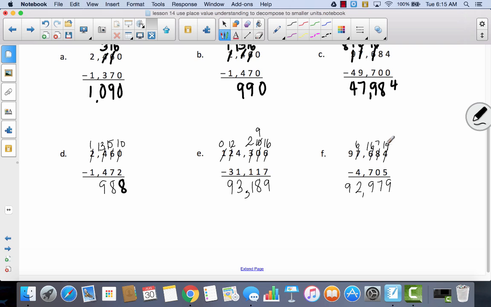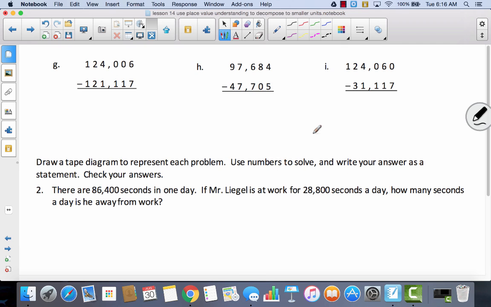Okay, so in F, I had to unbundle so that I was able to subtract in the ones. I did not have to unbundle to subtract in the tens. I did have to unbundle to be able to subtract in the hundreds, and that was it. So that I've subtracted, I had 92,979. All right, let's take a look at G, H, and I.